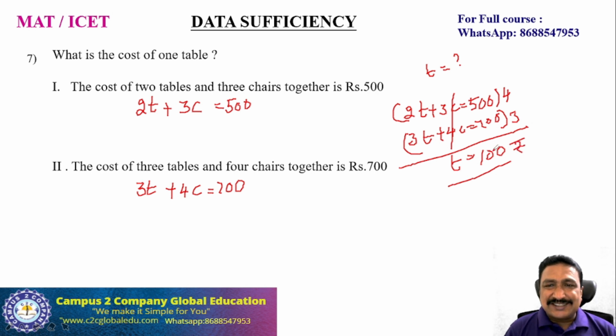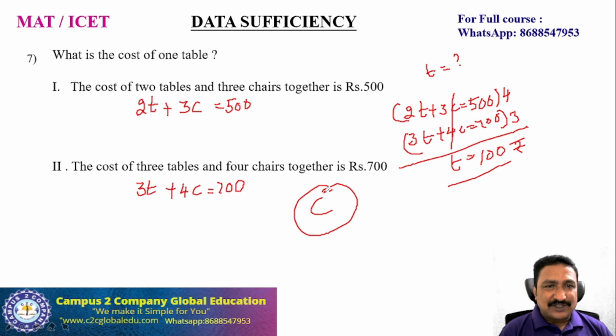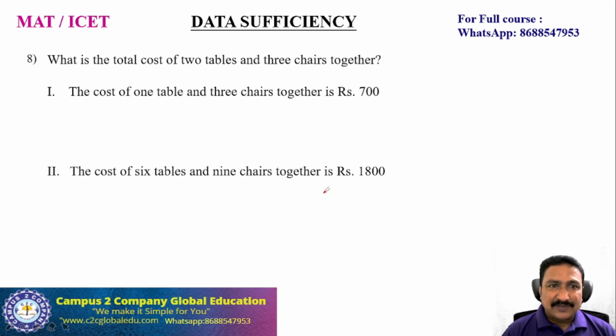So while you are getting the exact value by combining the first statement and second statement, then your answer is C. According to this question, the first statement is not sufficient, the second statement is not sufficient. We are getting the answer by combining the first statement and second statement, friends. Now look at the second question.